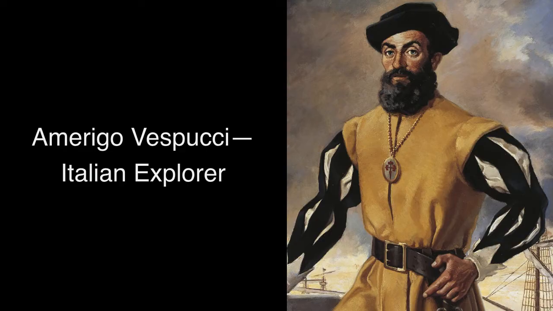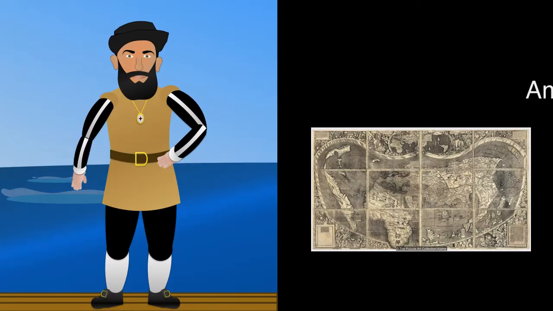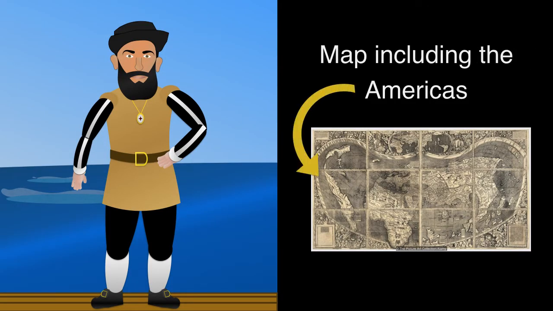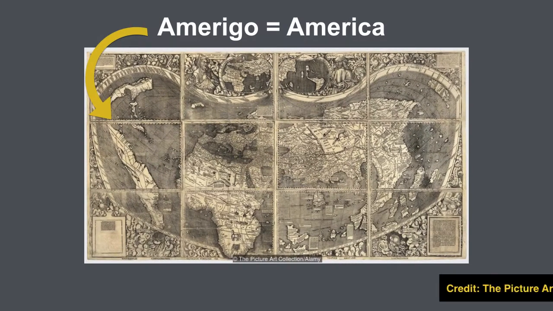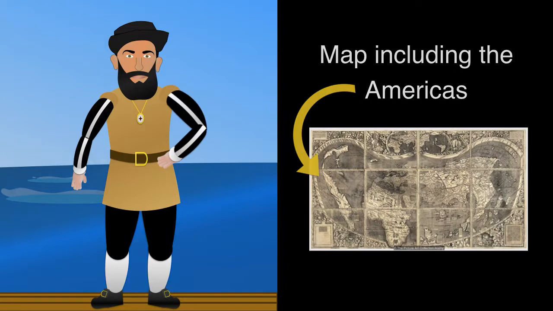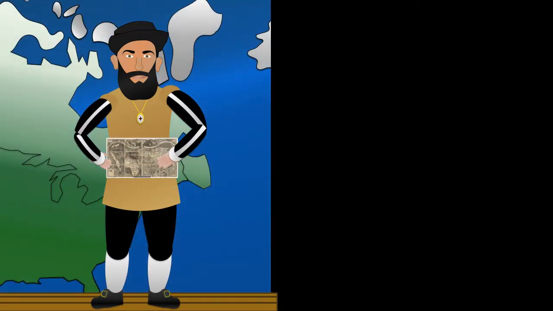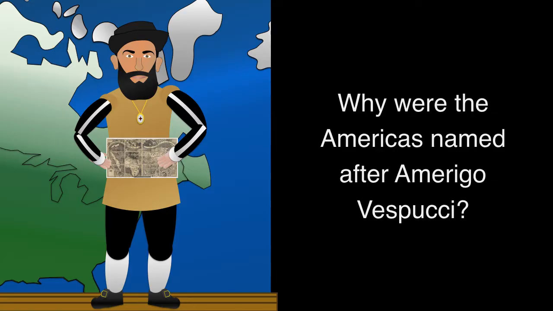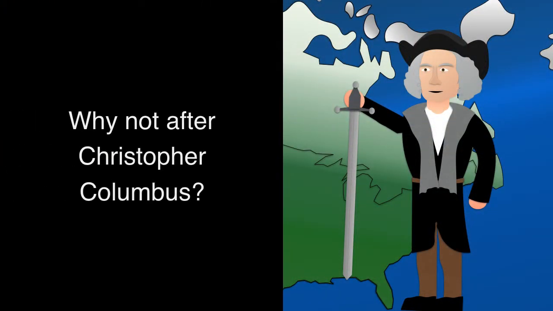Now, even though Columbus sailed to the New World first, it's Amerigo Vespucci who had North and South America named after him. As you can see, the word America comes from a slight change in the spelling of his name, Amerigo. But why would the New World be named after Amerigo Vespucci and not Christopher Columbus? Before we find out, let's learn a bit more about who Amerigo Vespucci was.